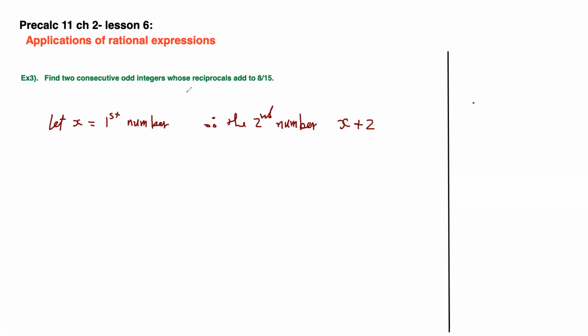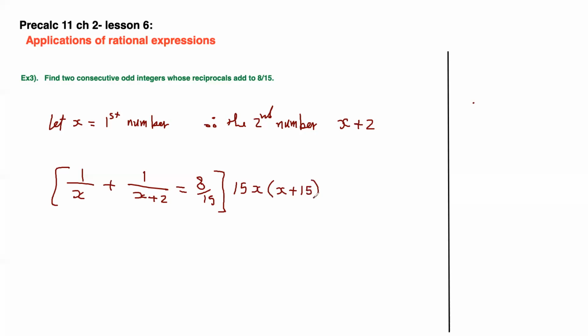So find two odd integers whose reciprocals add to 8 over 15. Basically what they're telling you is the reciprocal of the first number plus the reciprocal of the second number add to 8 over 15. When we do rational equations, as I always told you, multiply by the common denominator. And once you do that, oops, that's x plus 2.